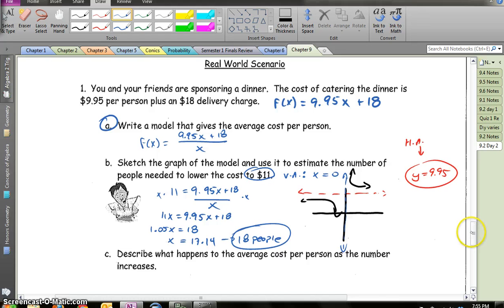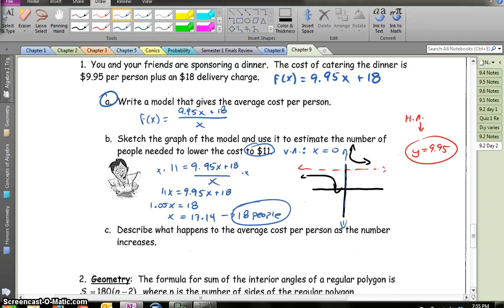Okay, now, this is the important question. Describe what happens to the average cost per person as the number increases. Now, this is where this asymptote really comes into play. And think about this. We pay $9.95 per person and $18. So the more people I get, let's say I have one person, you're paying the $9.95 and an $18 convenience charge, or delivery charge, sorry. Once I have two people, now that $18 goes down a little.